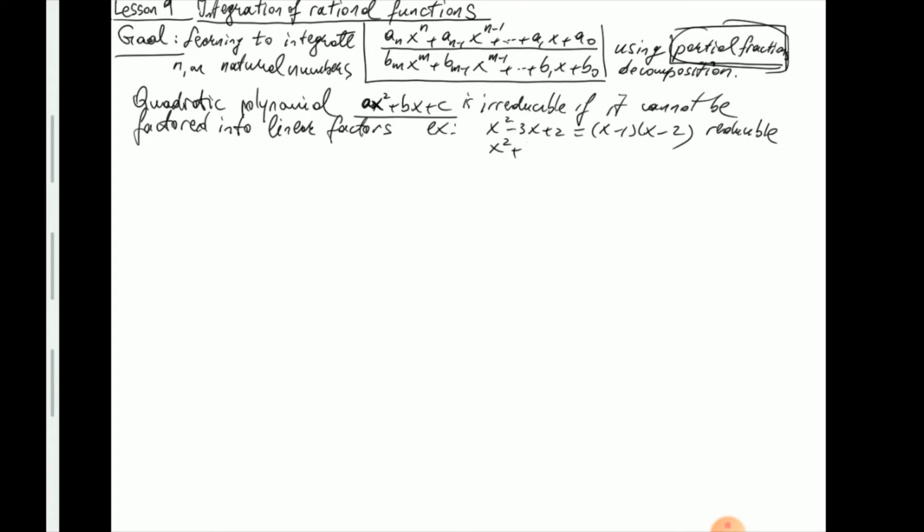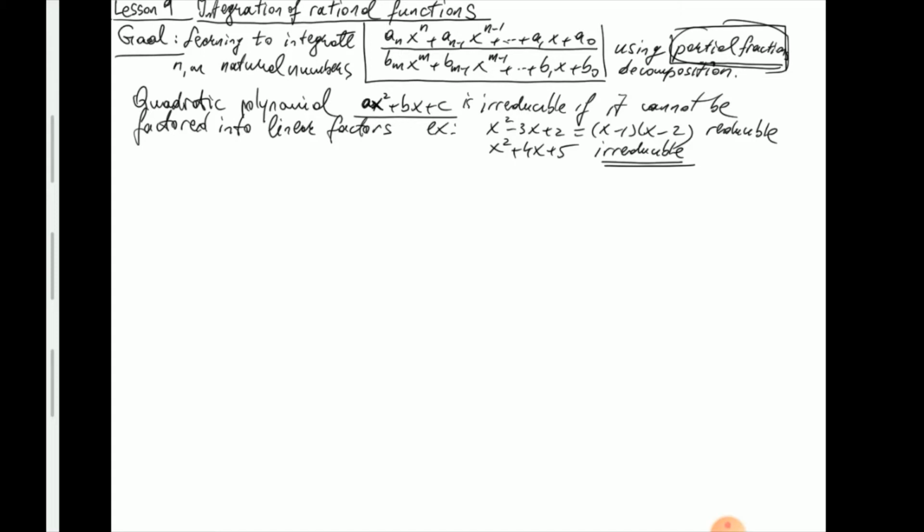But if you look at x squared plus 4x plus 5, this is irreducible. No matter how much you try, you cannot actually factor it in real numbers. When I say irreducible, I mean over polynomials with real coefficients.